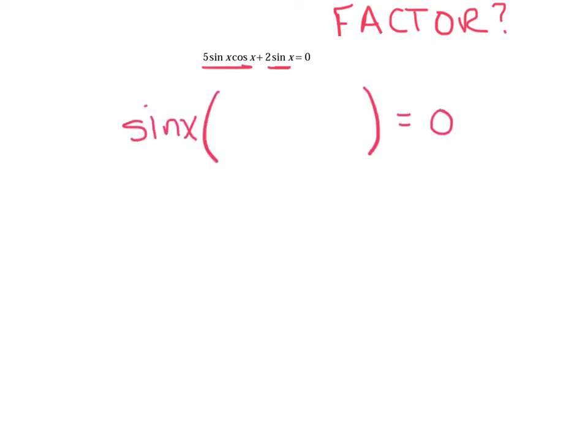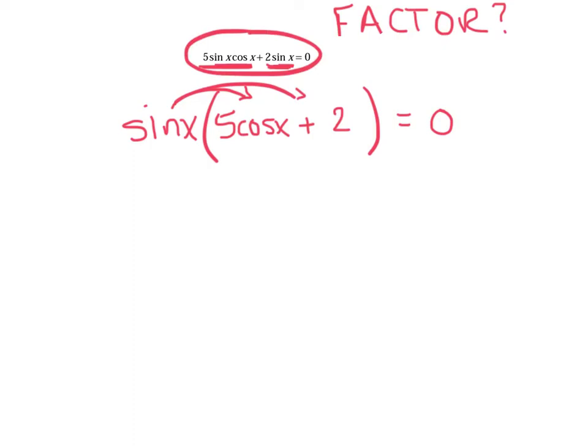And so I'm going to factor that out, and I'm going to divide the first term here by sine of x, which leaves me with 5 cosine. And then I'll divide the second term by sine, which leaves me with a plus 2. And again, if you have any doubts or hesitation about your factoring, just distribute the sine back through and see if it leads you back to where you started. Nonetheless, I'm feeling pretty good, so I'm going to tee it up.